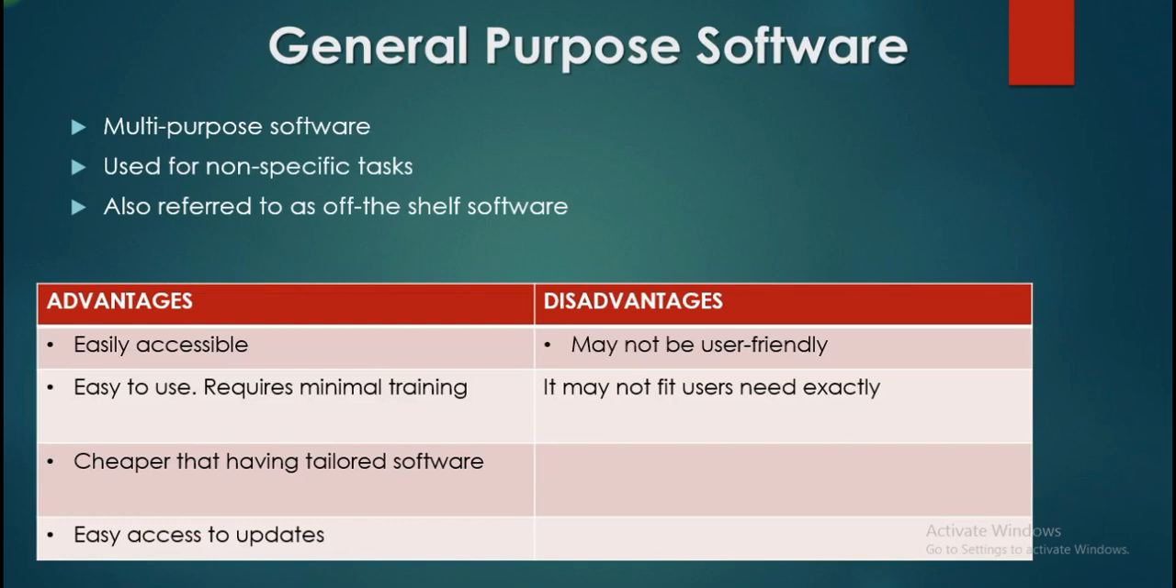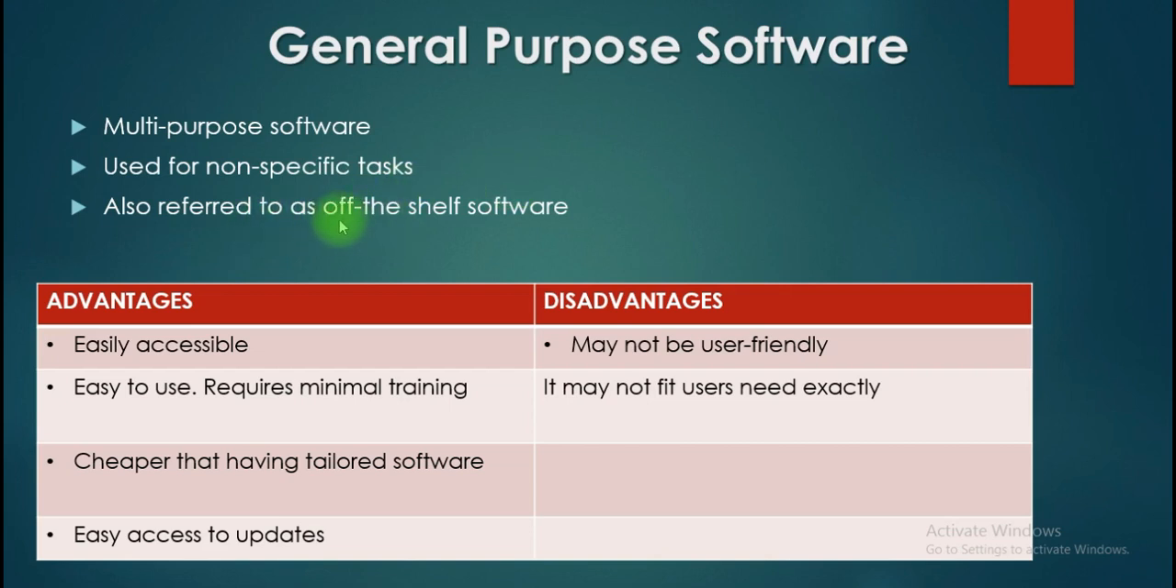Let's begin by looking at the types of application software. And the first one we have here is general purpose software. Now this is a multi-purpose software, which means that it can be used for just about any task. So it is not designed for a specific task, and so it is non-specific.